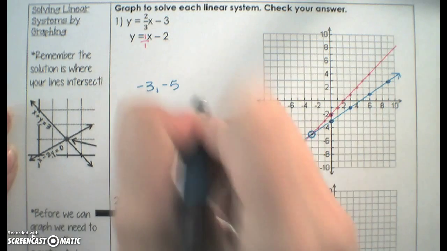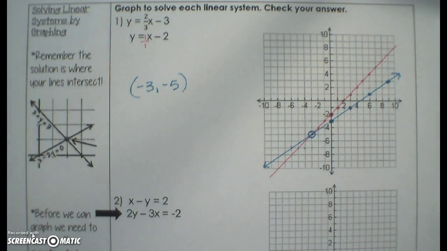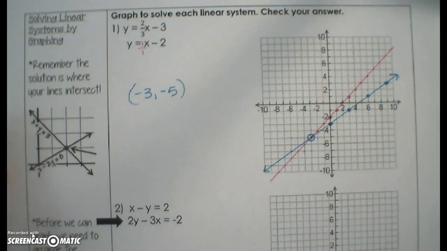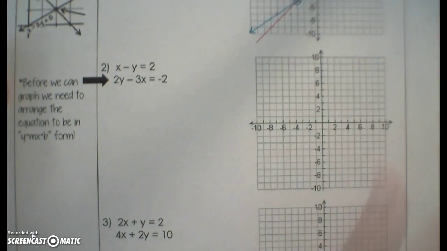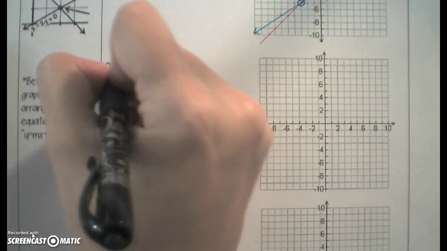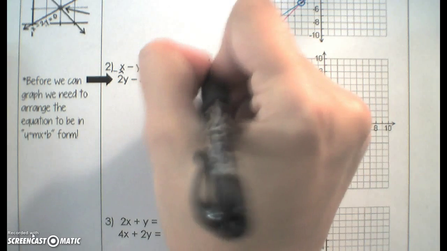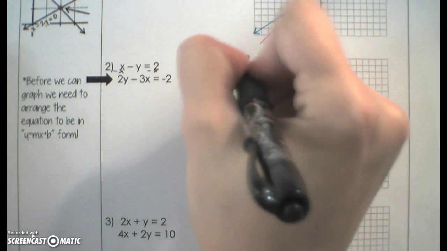And could you check your answer? Yeah, you could plug this in just like we did on our first example and see if it works in both, which it should. All right, let's try one more together and then I'll let you do the last one. Well, before we can do this one though, we need it to be in slope-intercept form. So let's subtract x. We have -y equals -x plus 2, divide by -1.